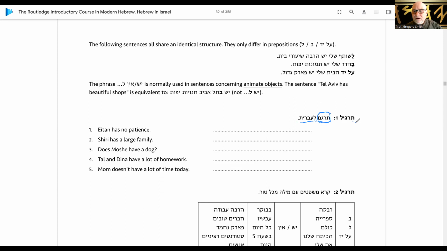Okay, so we got Targil Aleph. So Targil Aleph, exercise 1, Tirgum Le'ivrit. All right, so Etan has no patience. So basically we need to say it like there is not to Etan patience. So if we were to say there is not, we would say Ein le'Etan lo. Let's see how that comes out.